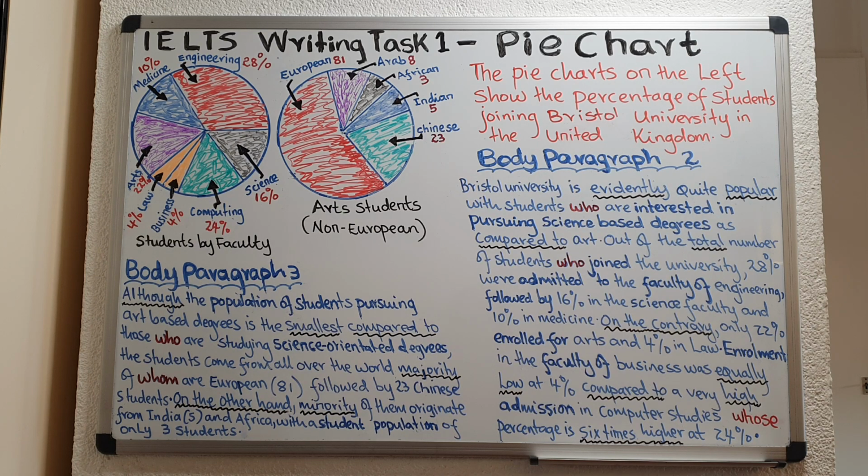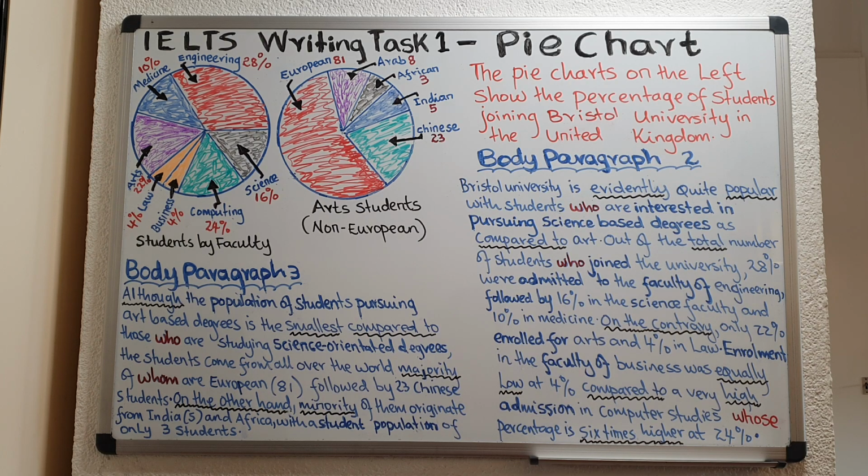And the second pie chart is giving us information in regards to the number of students who have enrolled into the university that are taking arts degrees, art-based degrees. It's giving us information in regards to their background. Where do they come from? We notice that 81% of them are European, so they come from Europe, and we have 23 of them being Chinese, 8 of them are Arab students, and we have 5 Indian students and 3 African students.